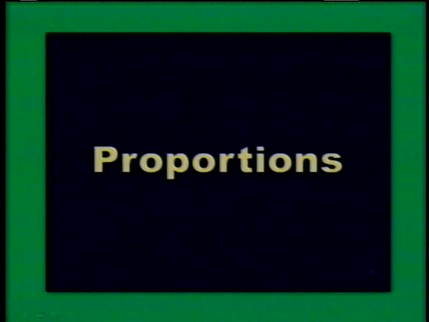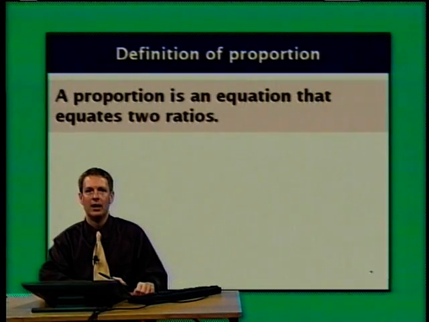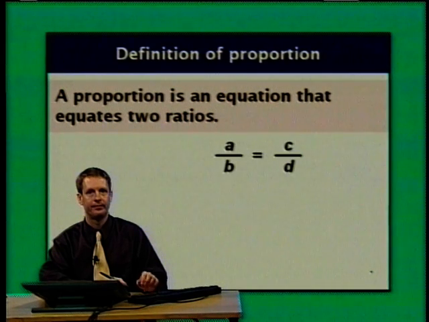I'm going to finish up with just a little bit of a discussion about proportions. Definition of a proportion. A proportion is an equation that equates two ratios. A over B equals C over D. A over B is a ratio, C over D is a ratio. This equation is equating them, so this is a proportion.